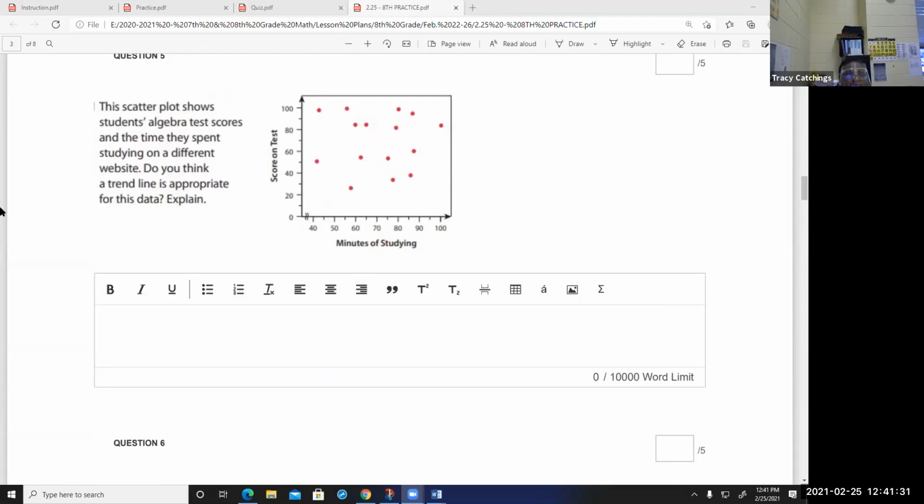All right, this scatterplot shows students' test scores and the time they spent studying on a different website. Do you think a trend line is appropriate for this data? Explain. You think we can make a trend line with those points? Why you say no, London? Okay, they're scattered everywhere. So no, because there is no association. She said the points are scattered everywhere.